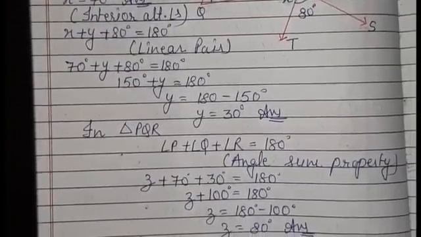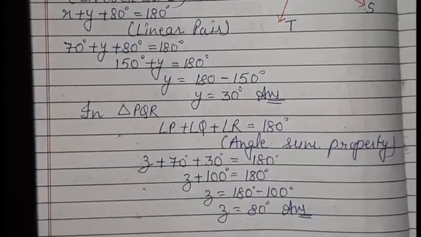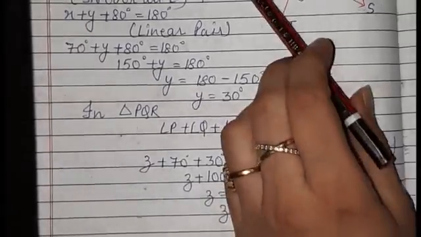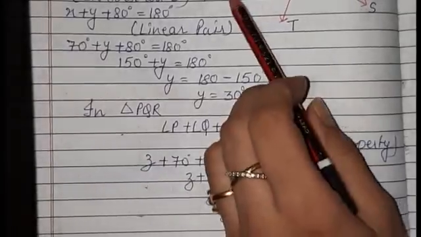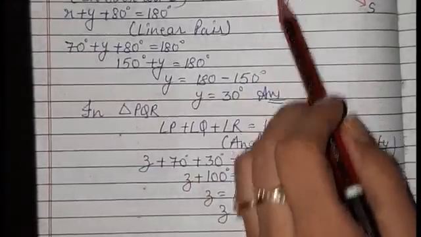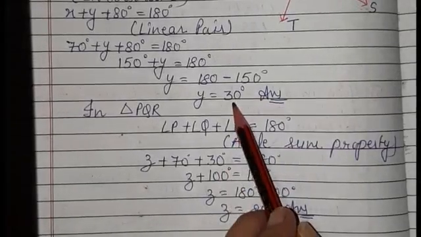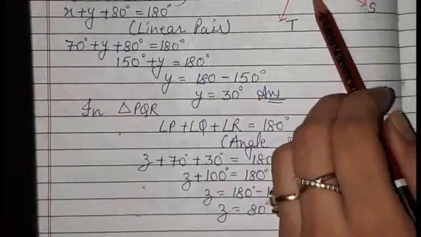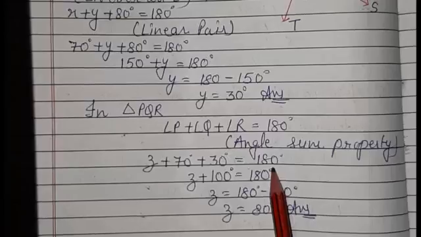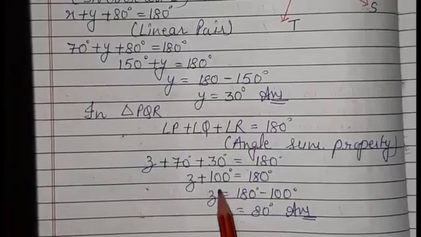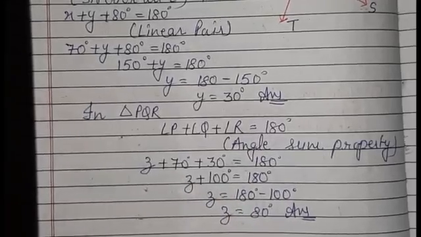Right? Now in triangle PQR, angle P plus angle Q plus angle R is equal to 180 degree by angle sum property. Put the value of angle P as Z, Q as 70, R as Y. We have calculated already, that is 30 degree, is equal to 180 degree. Right? Calculate Z. It will come 80 degree.